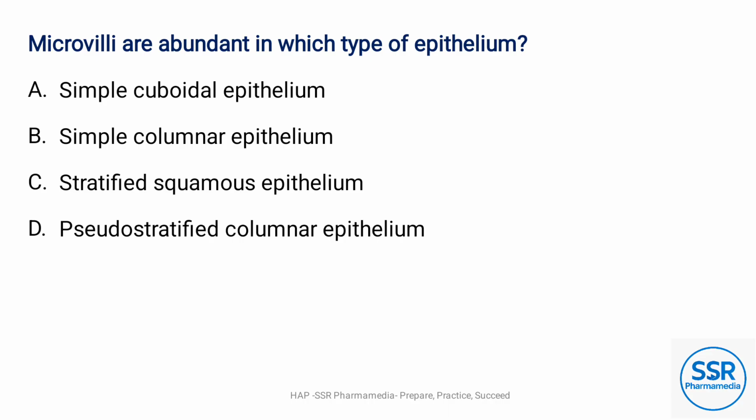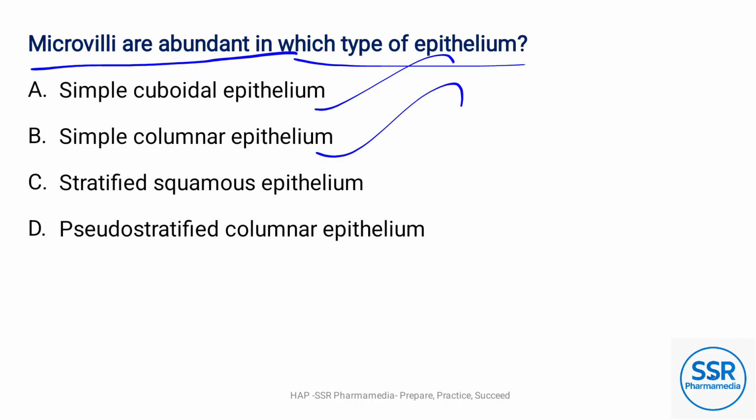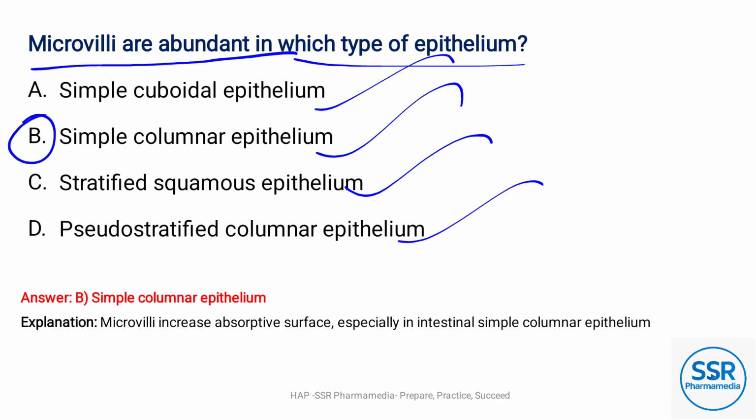The first question: microvilli are abundant in which type of epithelium? Option A, simple cuboidal epithelium; option B, simple columnar epithelium; option C, stratified squamous epithelium; option D, pseudostratified columnar epithelium. The answer is option B, simple columnar epithelium. Microvilli increase the absorptive surface, especially in intestinal simple columnar epithelium.